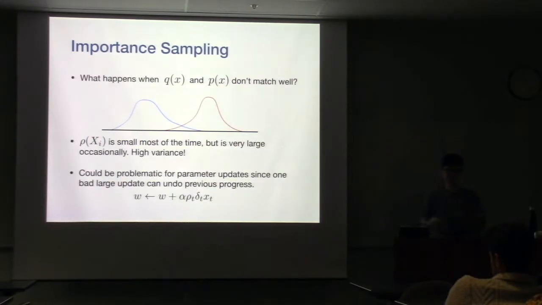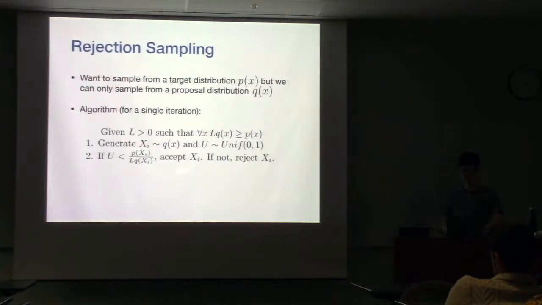OK, so importance sampling can be bad because of this problem. So what's an alternative? Well, another textbook example of a sampling algorithm that can do this type of thing is rejection sampling. So the problem is framed like this. You want to sample from the target distribution p(x), but you can only sample from a different distribution q(x). And here's the rejection sampling algorithm. It's really simple.